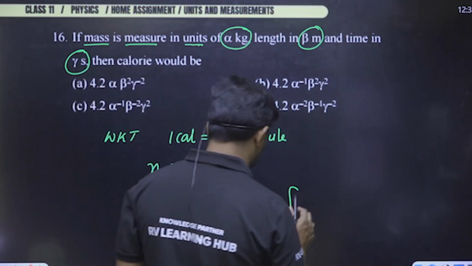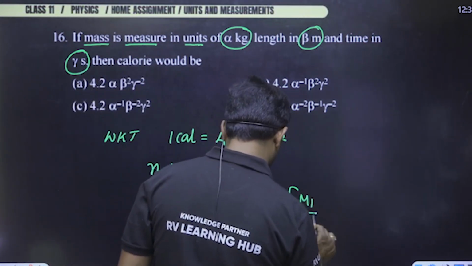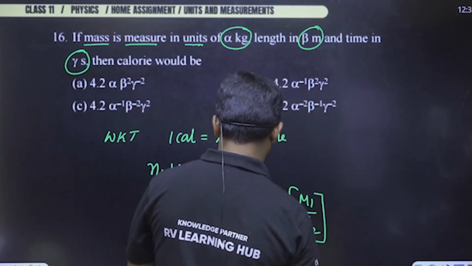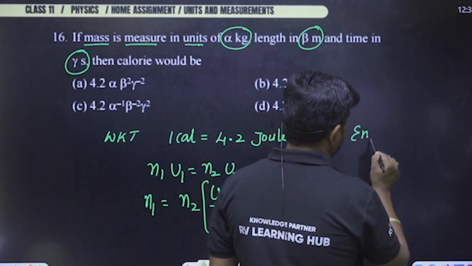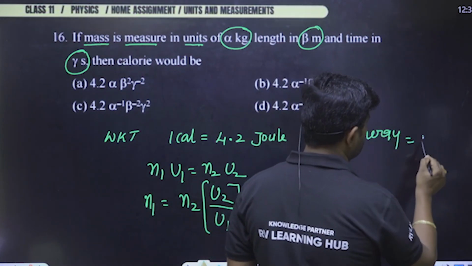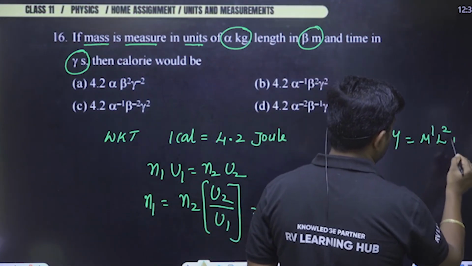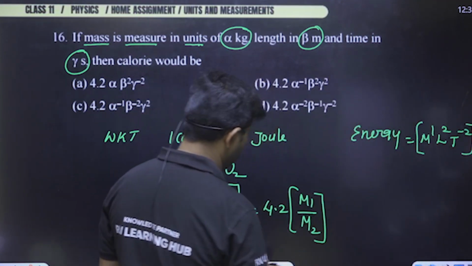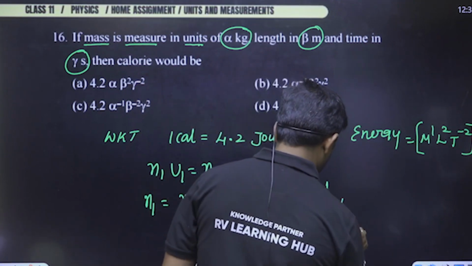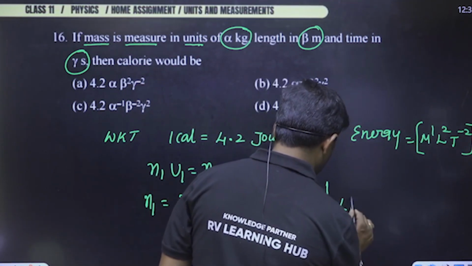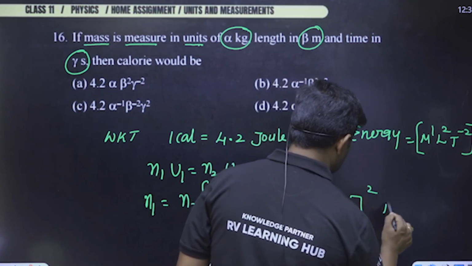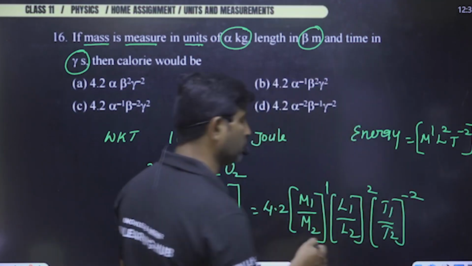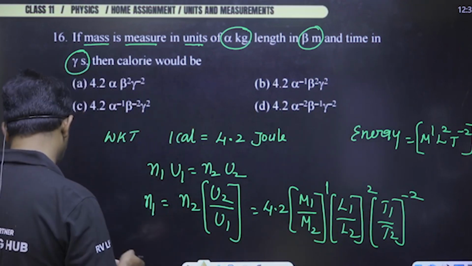Joule is nothing but energy, we can say M1 by M2 whole to the power of. I will write here. Energy will have the dimensions M power 1, L power 2, T power minus 2. So M1 by M2 whole to the power of 1, L1 by L2 whole to the power of 2, T1 by T2 whole to the power of minus 2. So just substitute the values here.